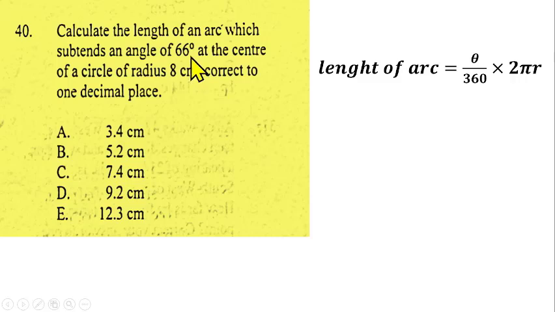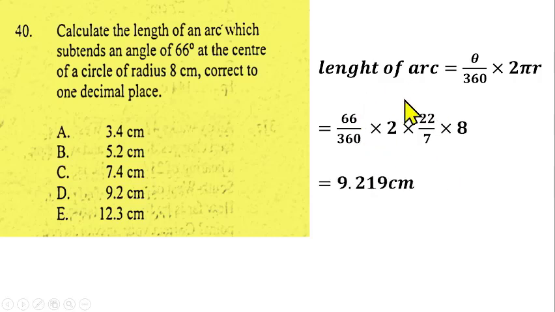We are given the angle at the center, which is 66 degrees. If you substitute that here, you have 66 over 360 times 2 times 22 over 7, which is the value of pi, then multiplied by the radius, which is 8. If you simplify this with your calculator, you have 9.219 centimeters.